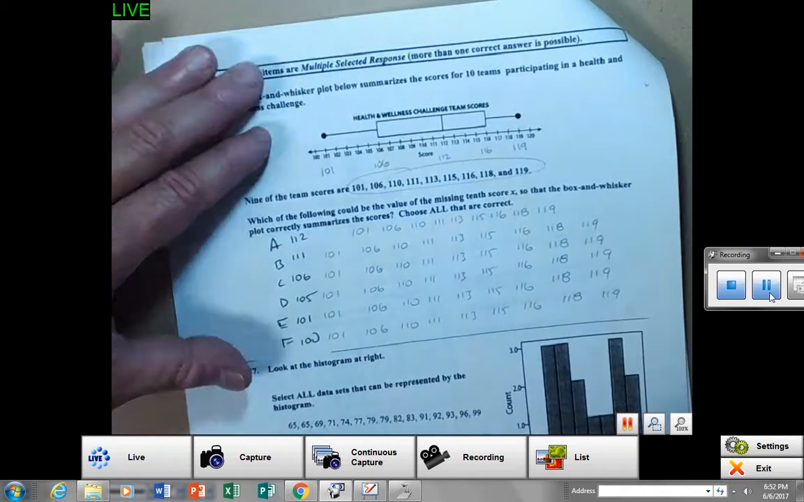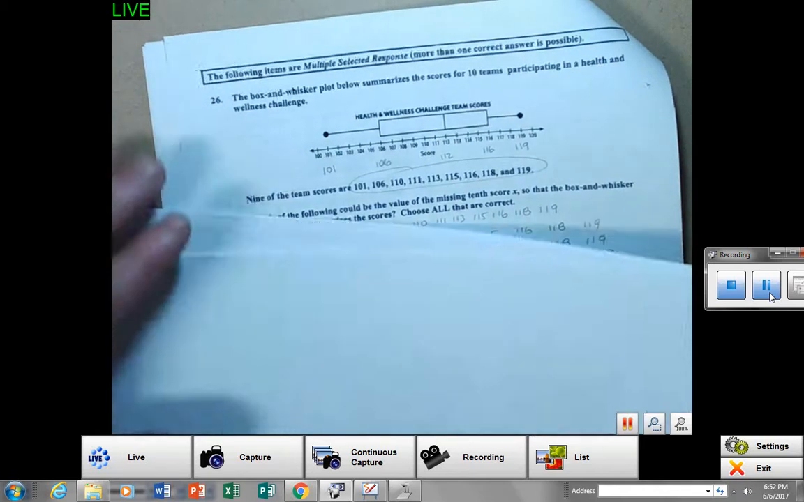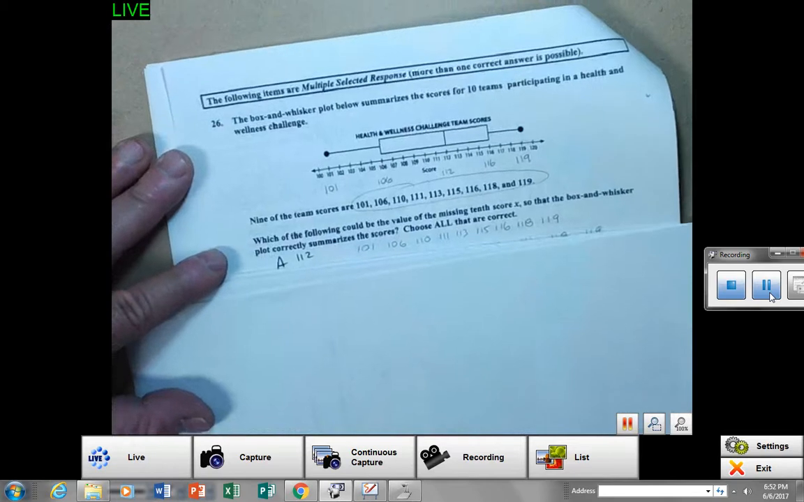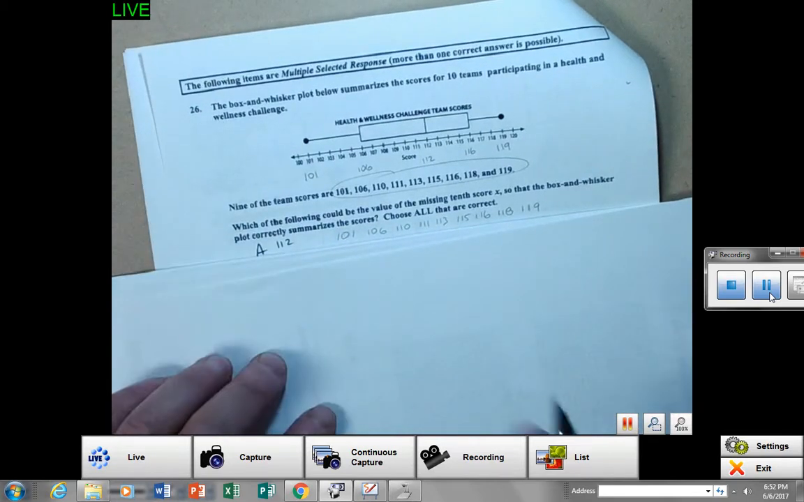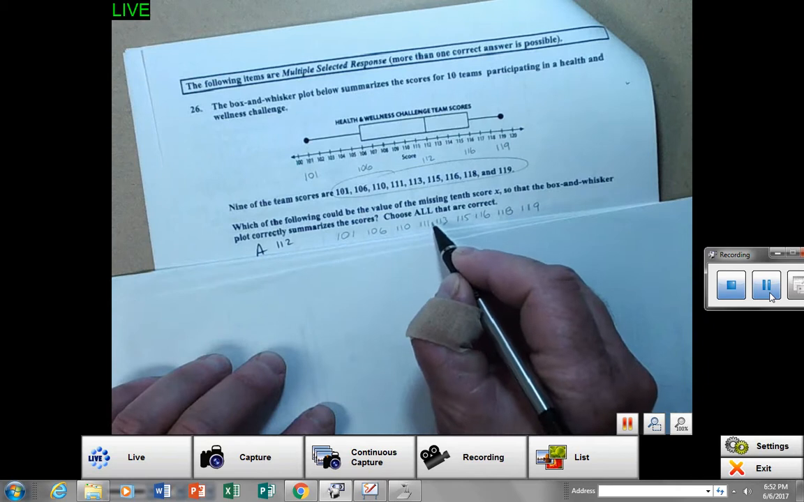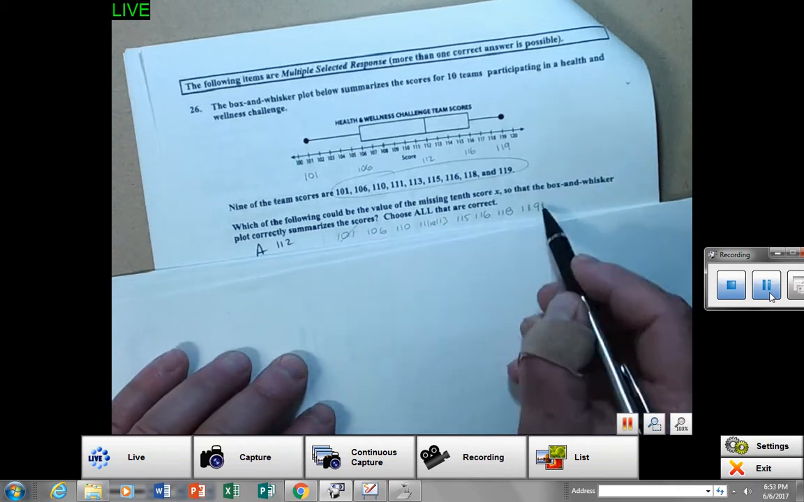Might be better to do these one at a time. Alright, so my first one here, 112. What I'm doing, I'm adding 112 to this. So 112 would be right here. That's where 112 would be. Finding my median, starting from the outside.